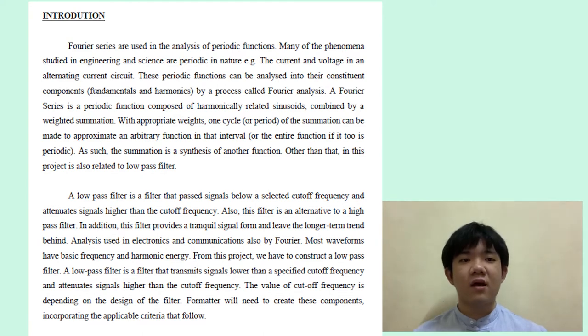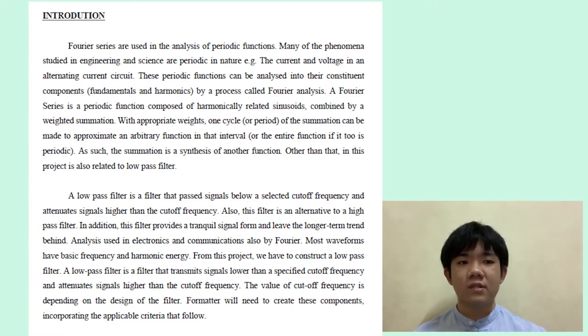Fourier series are used in the analysis of periodic functions. Many of the phenomena studied in engineering and science are periodic, for example, the current and voltage in an alternating current circuit. These periodic functions can be analyzed into their constituent components, which are fundamentals and harmonics, through Fourier analysis.